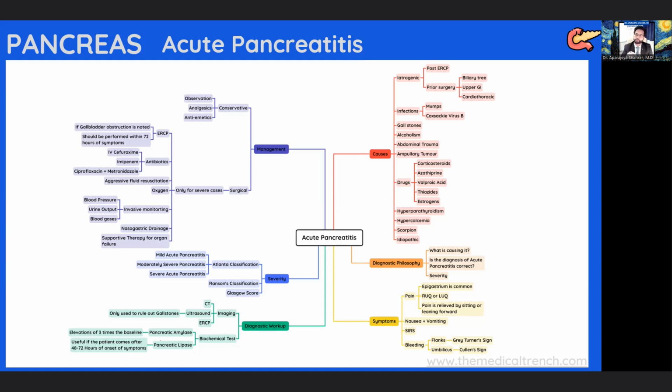With mechanical obstruction, you look at where the obstruction is, treat that. Same thing goes in acute pancreatitis as well. What is causing the acute pancreatitis now, right? Second is, am I correct in thinking this is acute pancreatitis and not something else?